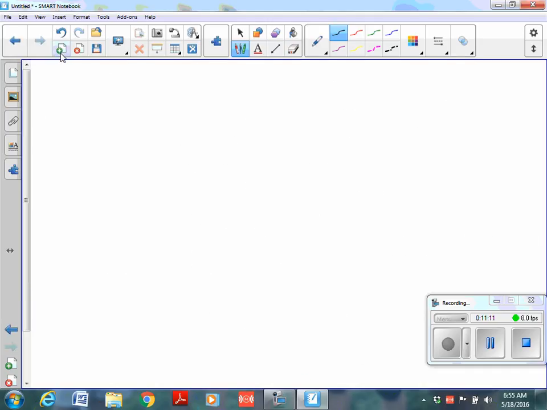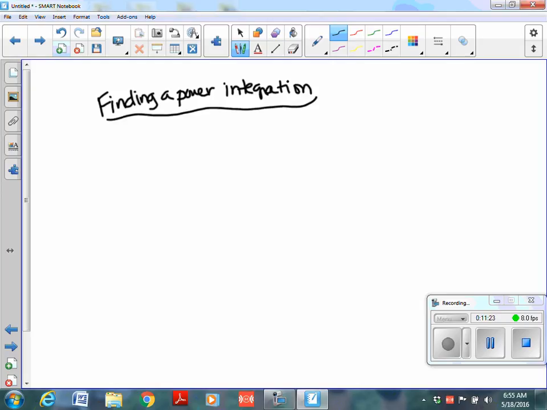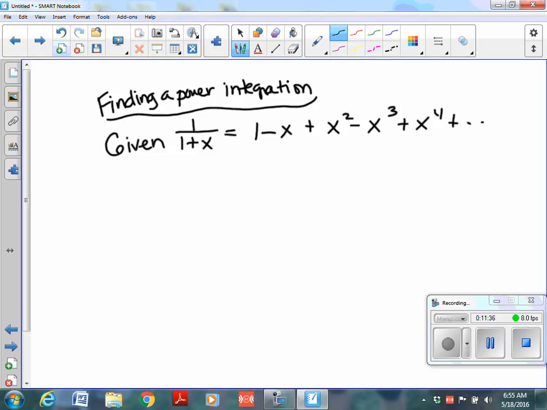There's another one, finding a power series by integration. Very similar to this. This is what's given again. 1 over 1 plus x is equal to 1 minus x plus x squared minus x cubed plus x to the fourth plus dot dot dot. And we're going to integrate from 0 to some x.